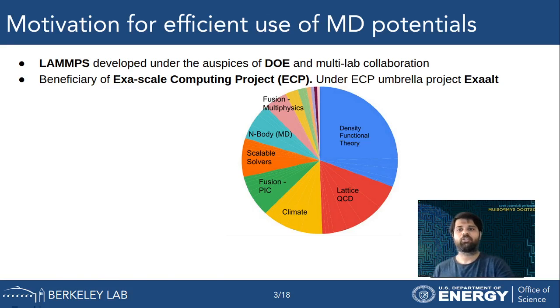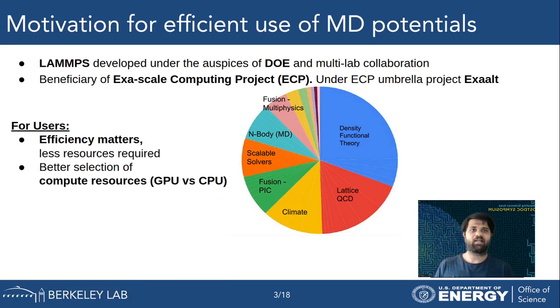So what's in it for the users? Well, efficiency matters. You can use fewer resources to get the maximum amount of science done. You can now select better compute resources, for example, if you want to determine whether to use GPUs versus CPUs.